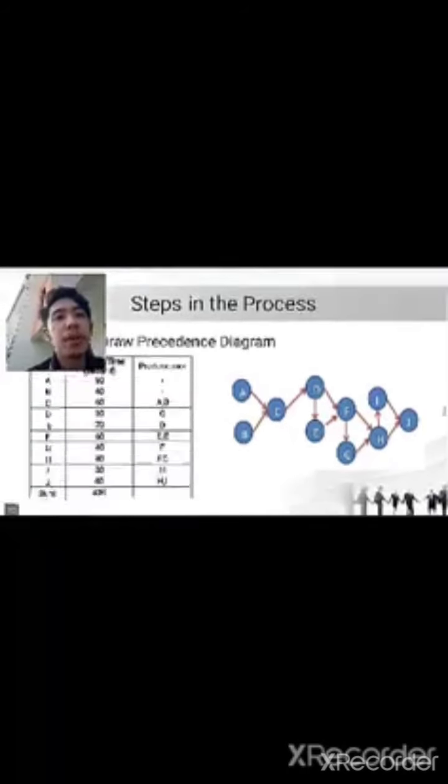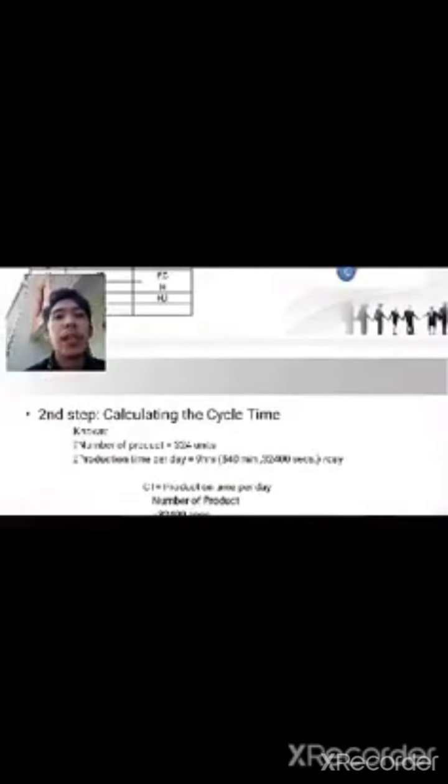The second step in line balancing is calculating the cycle time. The number of products is 324 units per day. As we have 324 units per day, that is 1,944 units a week, 7,776 a month, and 23,328 units within the 3-month period. In calculating the cycle time, CT equals production time per day over number of products. So we have 32,400 seconds over 324, and the cycle time we get is 100 seconds.